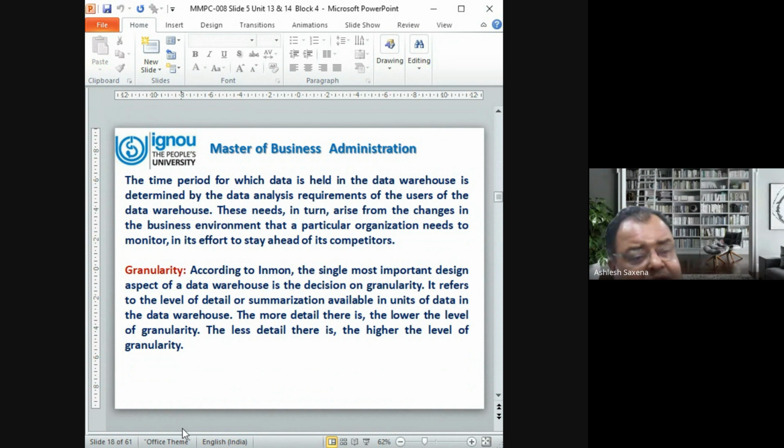Then comes granularity. According to Inmon, the single most important design aspect of a data warehouse is the decision on granularity. It refers to the level of detail or summarization available in units of data in the data warehouse. The more detail there is, the lower the level of granularity. The less detail there is, the higher the level of granularity.